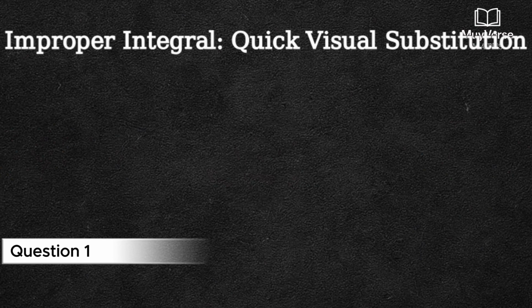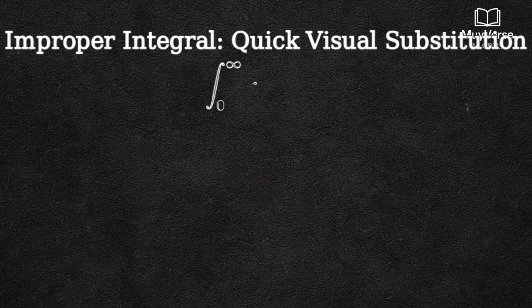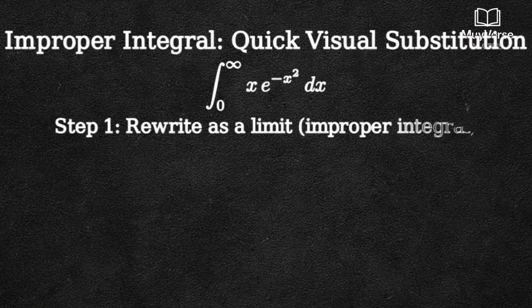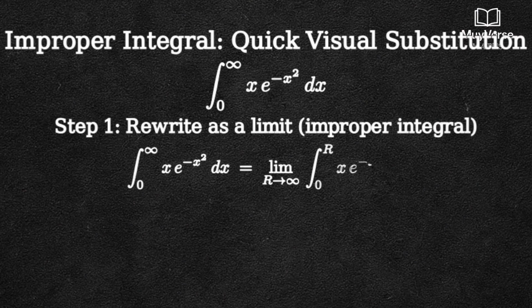Integral using a fast, visual substitution cue. The goal is to evaluate the integral from 0 to infinity of x times e to the negative x squared, dx. Step 1. Rewrite as a limit because the upper bound is infinity. The integral from 0 to infinity equals the limit as r goes to infinity of the integral from 0 to r of x e to the negative x squared, dx.